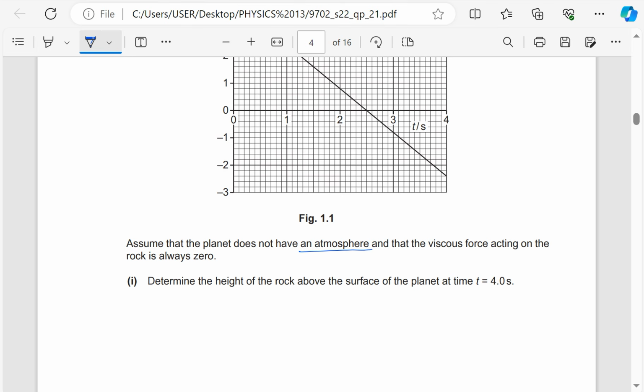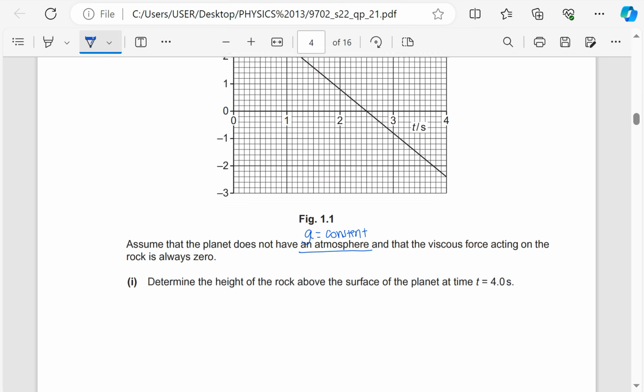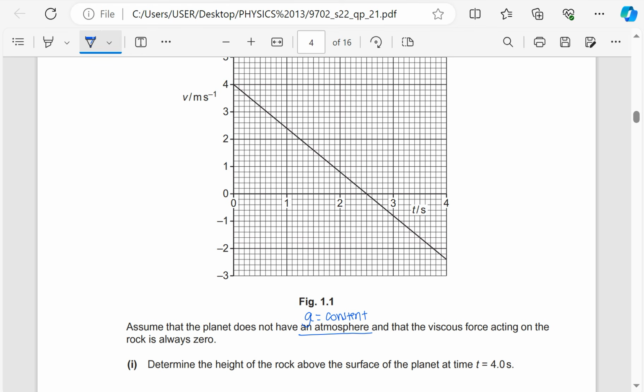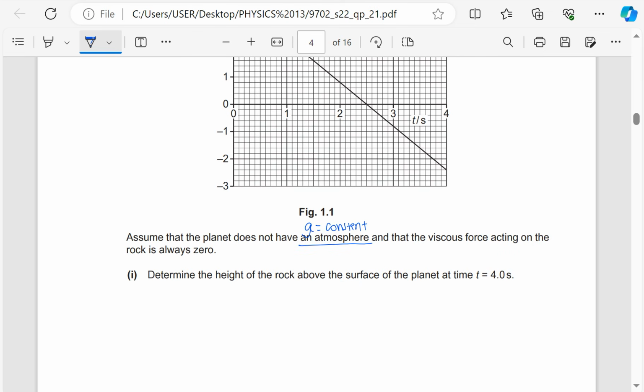If it doesn't have an atmosphere, automatically we shall assume that there's no air resistance. So it means acceleration due to gravitational field strength g is going to be a constant, which can also be seen from the graph that is a straight line, which means a constant gradient. So the acceleration due to gravity on that planet is constant. Determine the height of the rock above the surface of the planet at t equals 4 seconds.